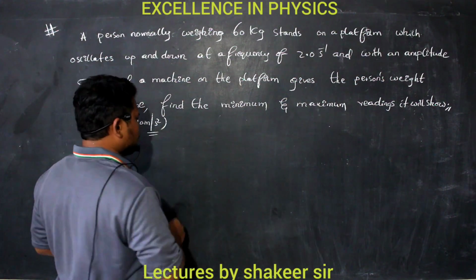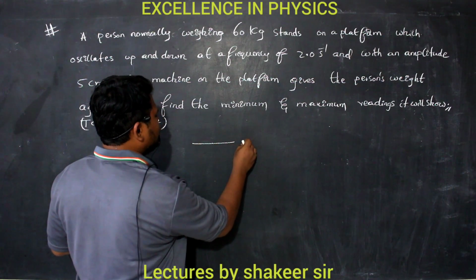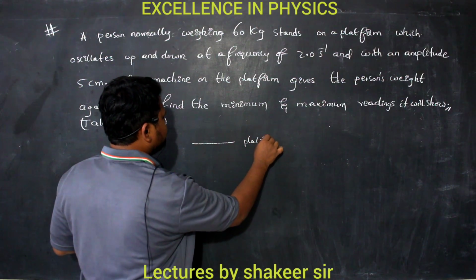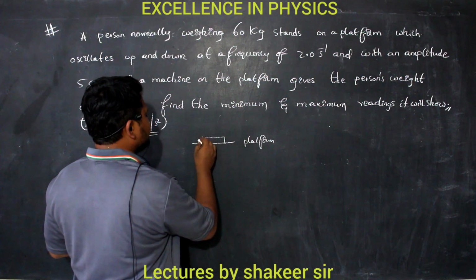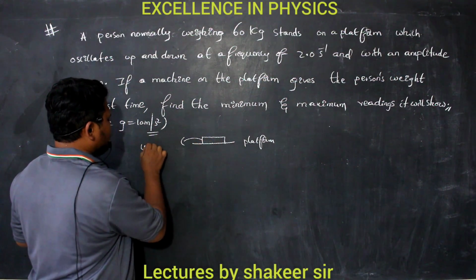So let us try to understand what is happening here. So this is a platform, on which there is one weighing machine. So this is our weighing machine.